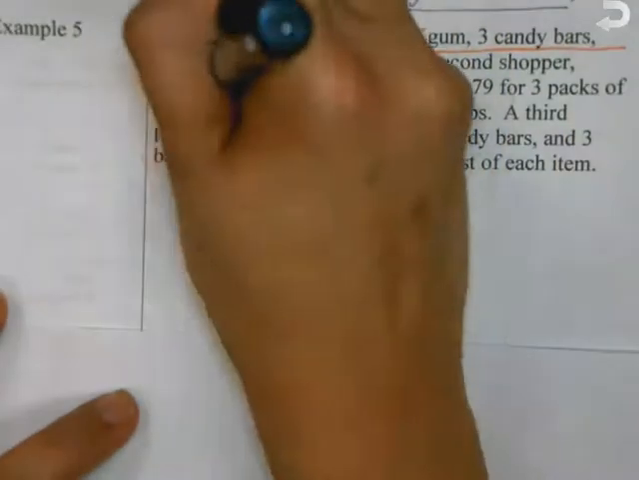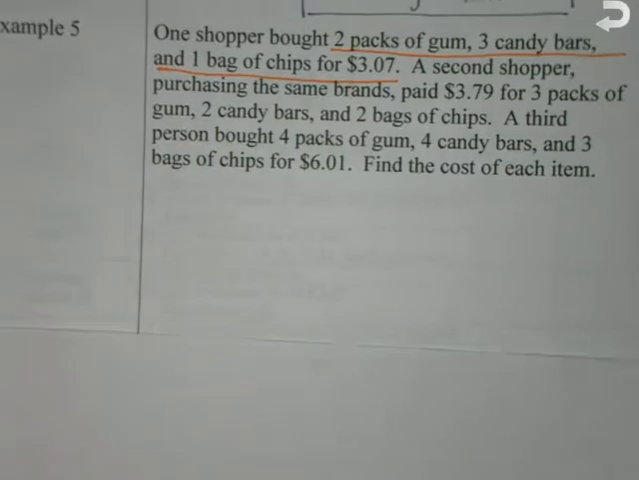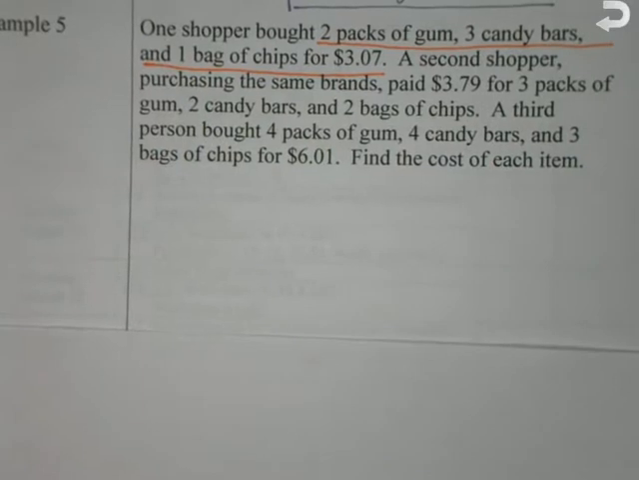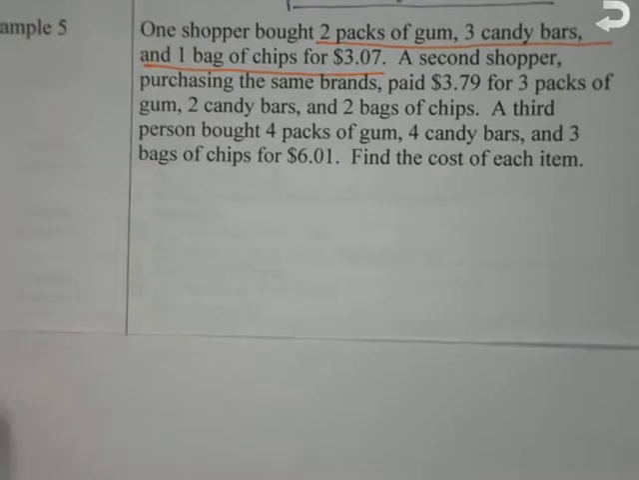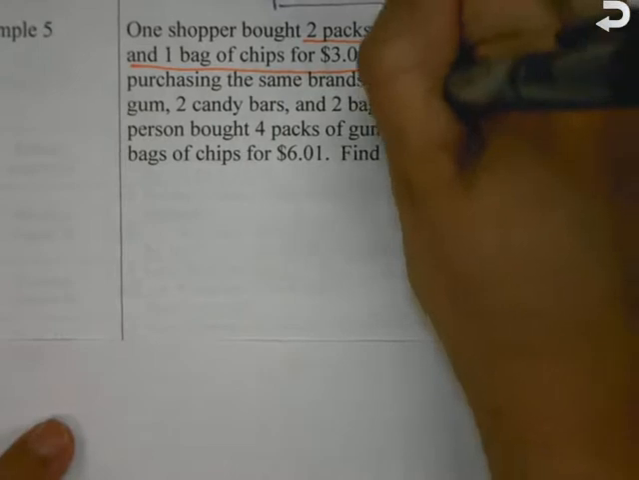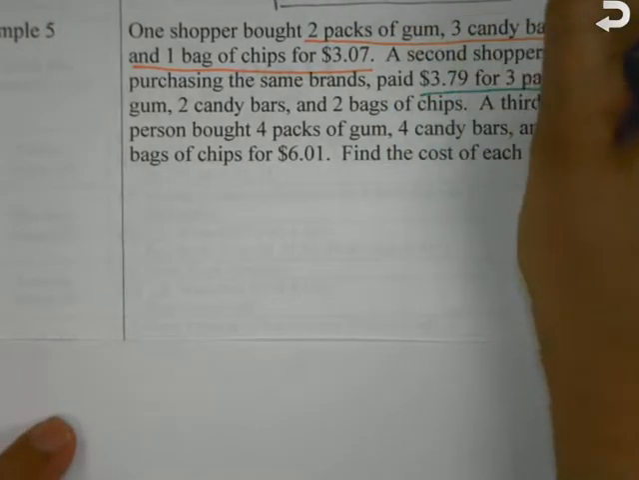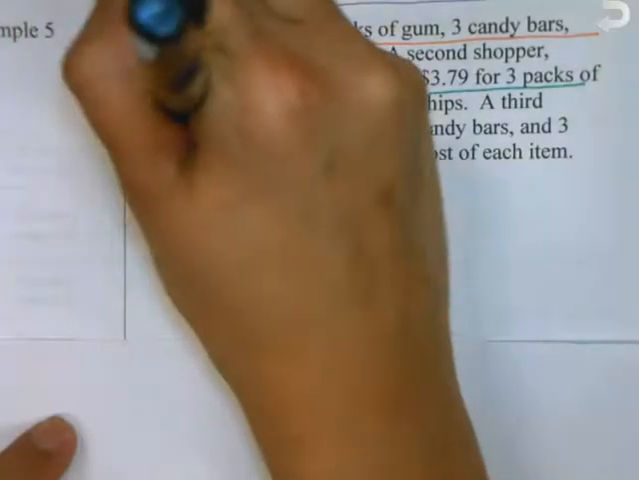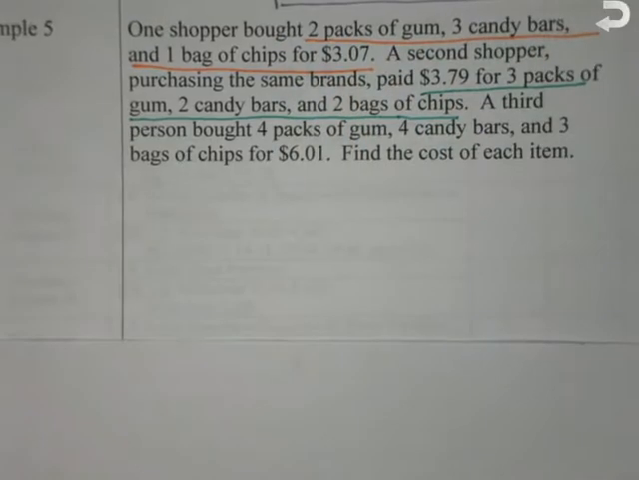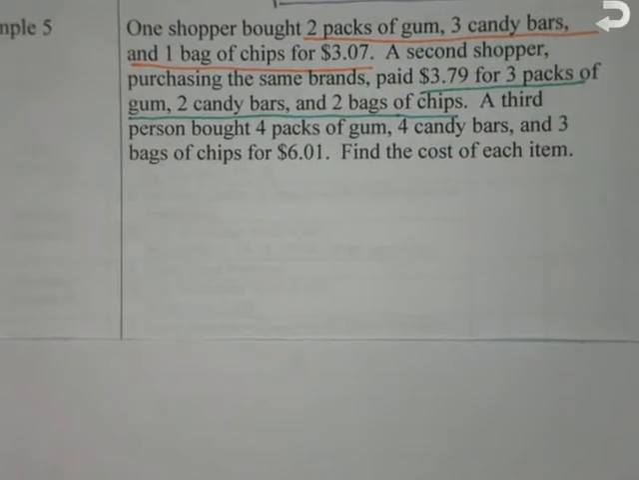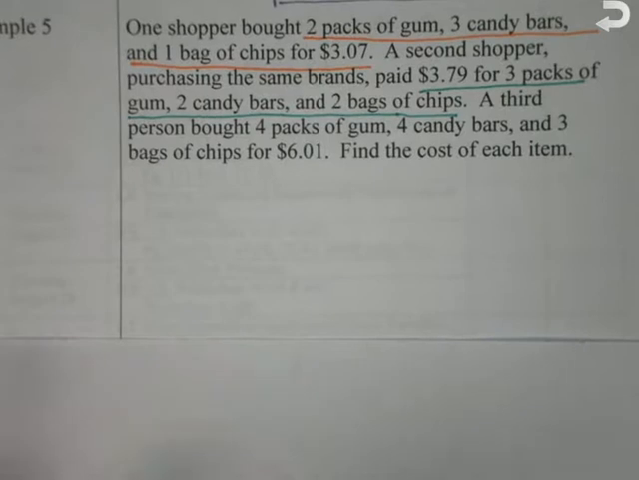Equation 2, a second shopper purchasing the same brand paid $3.79 for 3 packs of gum, 2 candy bars, and 2 bags of chips. A third person bought 4 packs of gum, 4 candy bars, and 3 bags of chips for $6.01. Find the cost of each item.